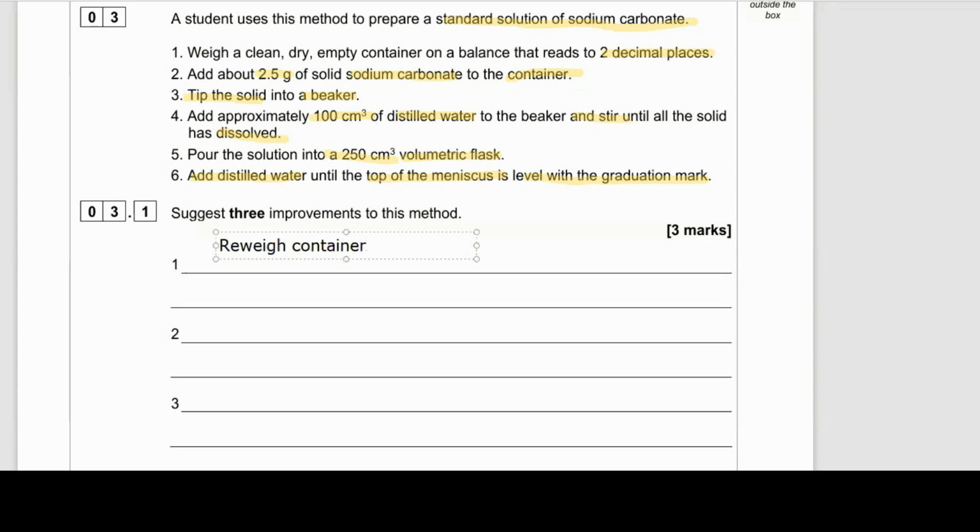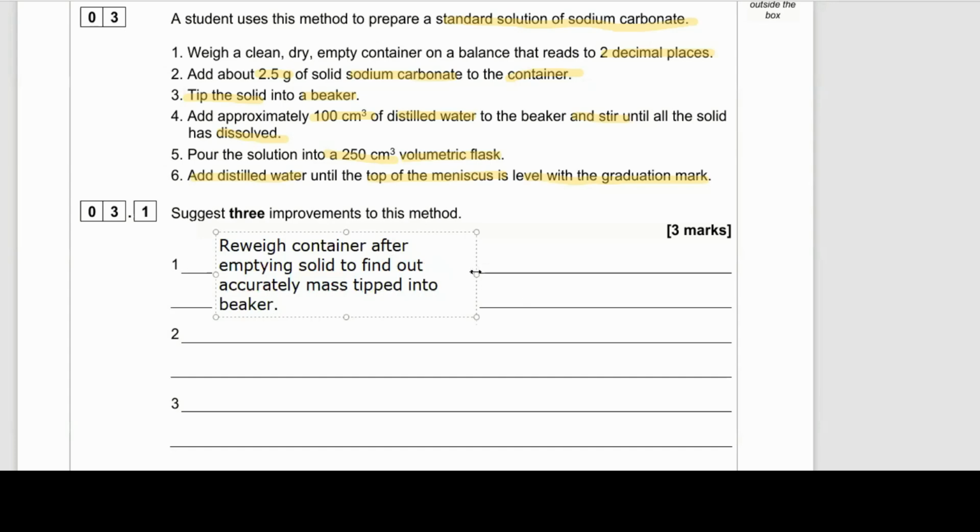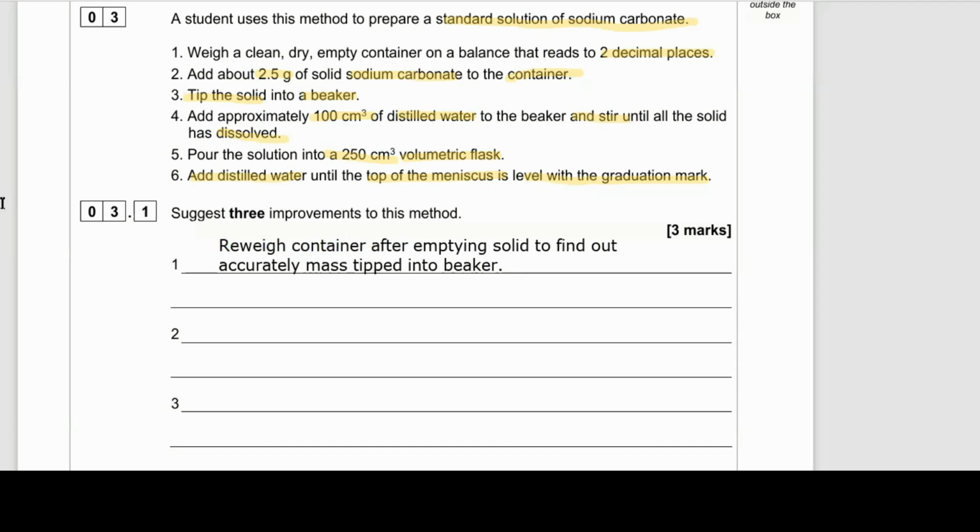Now, even if all of the 2.5 grams of sodium carbonate left the container, you're going to have a tiny, tiny amount, whether it's 0.01 grams, left in the walls of the container. So what you really should do is reweigh the container after emptying the solid, compared to the original weight of the empty container, and then you'll know how much of the 2.5 grams was actually tipped into the beaker. Far more accurate way of doing it.